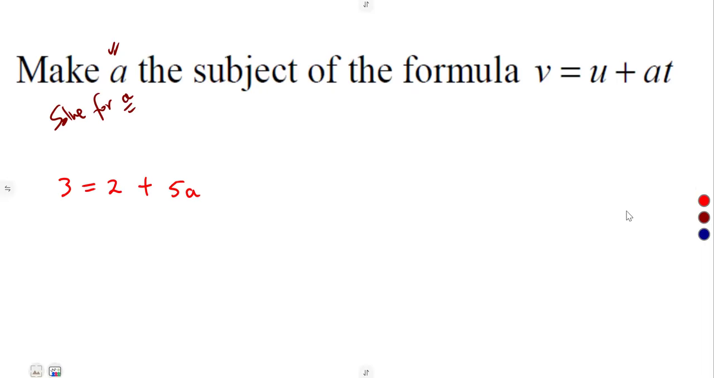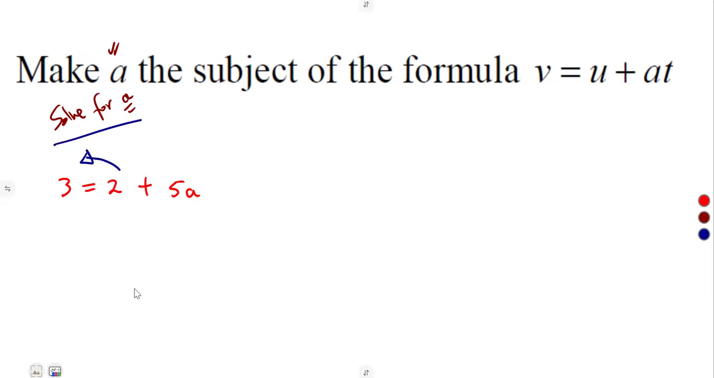Let's say you were given an equation like this. Solve for A. How are you going to solve it? You say, the A is already positive on the right-hand side, let me leave it as it is. Instead of taking this, it will be minus 5A. You are going to take the 2 there to the left-hand side.